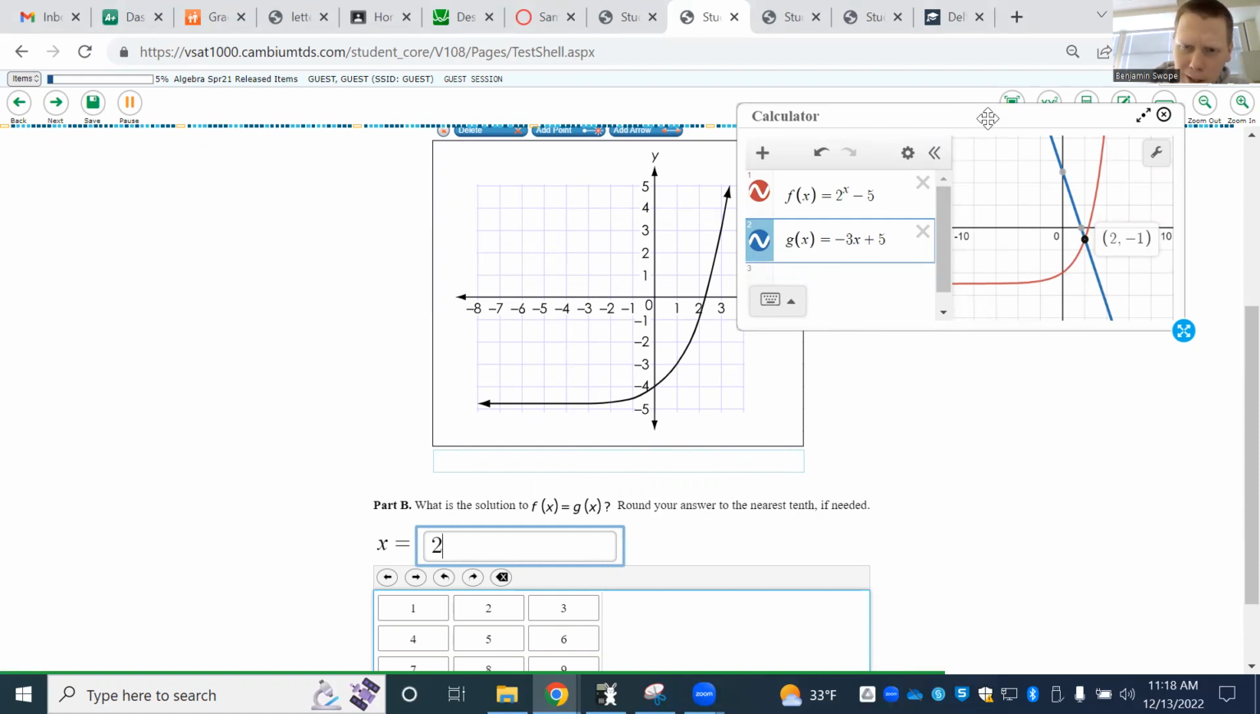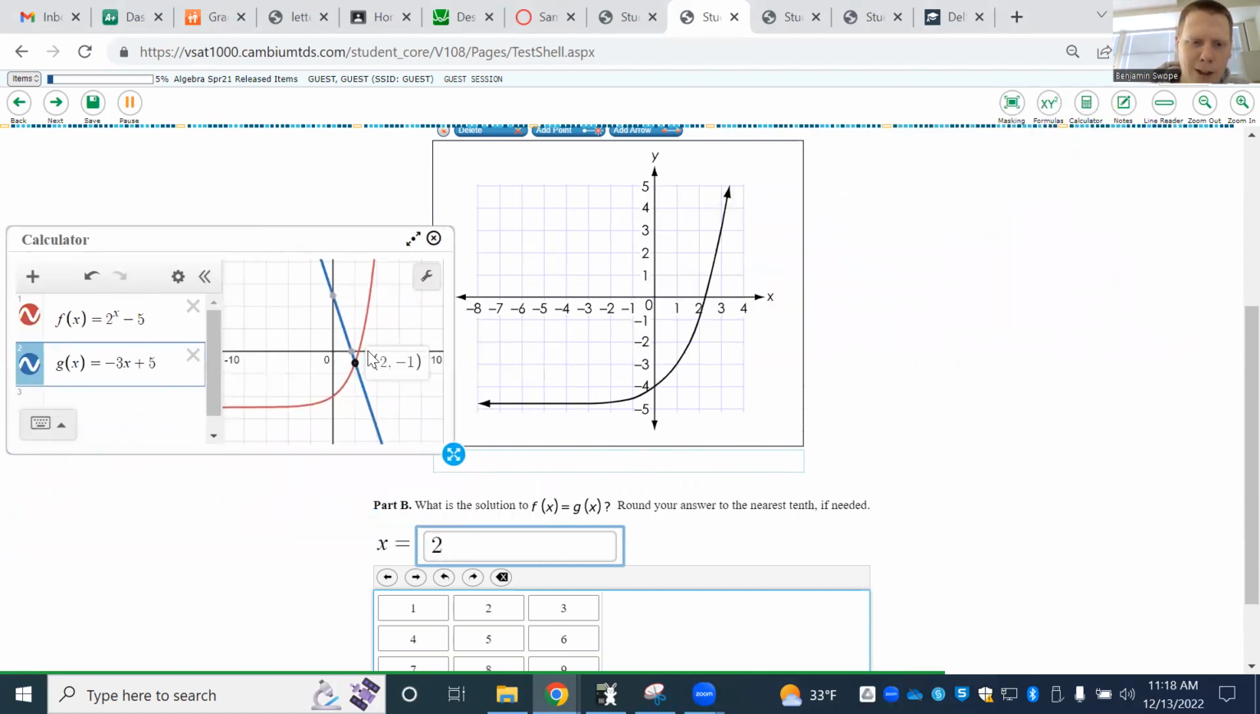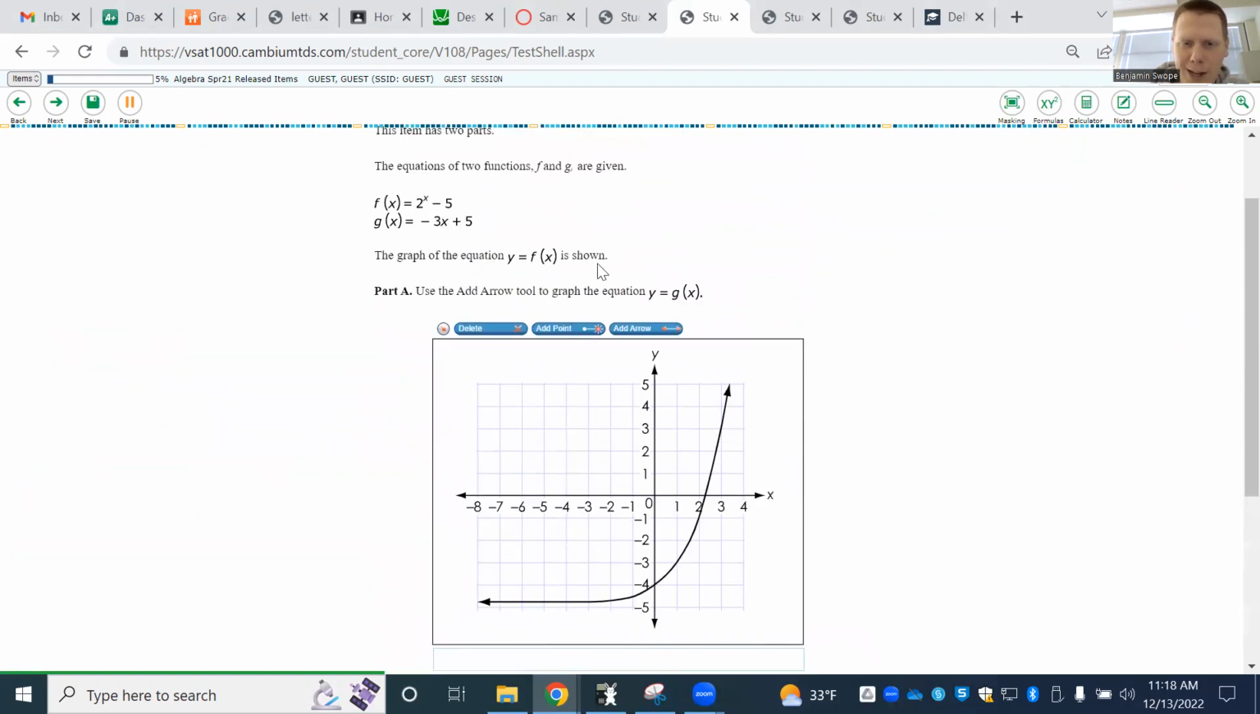So let's see if we can figure out how to get this graph in. If you know how to graph lines, this won't be a problem. But the graph g of x equals negative 3x plus 5, that's really y equals mx plus b. So you're going to click the add arrow tool. Right now it's gray. My first dot is going to start up at 5. You always start with your y-intercept. And then my slope, -3, that means I'm going to go down 3, right 1. And you could go down 3, right 1 again if you want, but that should be fine.